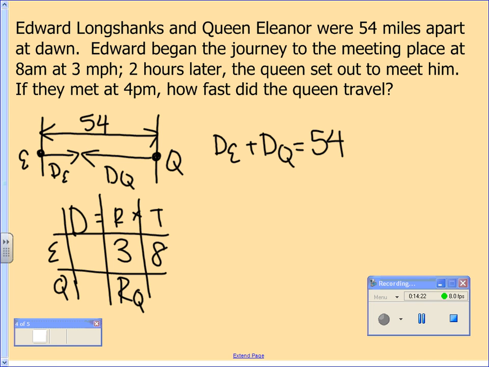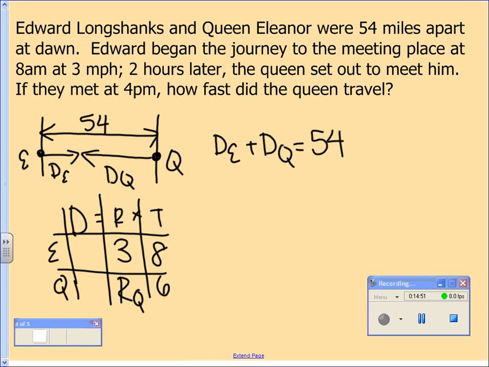What about the time of the Queen? She started 2 hours later than Edward. So she started at 10, and they ended at the same time. So she was only 6 hours long. Either one. If you want to say 10, 11, 12, 1, 2, 3, 4, or if you just want to say she started 2 hours later and they stopped at the same time, she had 6 hours to go. Does that make sense? The time?